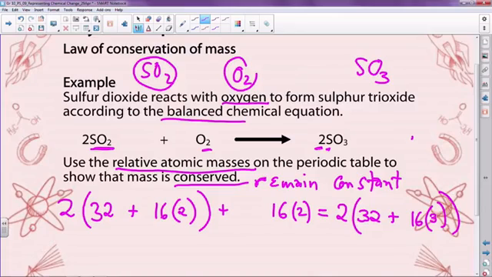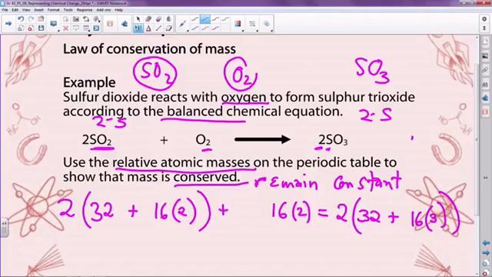So if you check even the individual atoms that we have, there are 2 sulfur atoms. In this case, the 2 sulfur atoms on the left, 2 sulfur, okay? And then on the right, there's 2 sulfur, which is fine. Right, so for sulfur, the number of atoms on the left is the same as the number of atoms on the right.